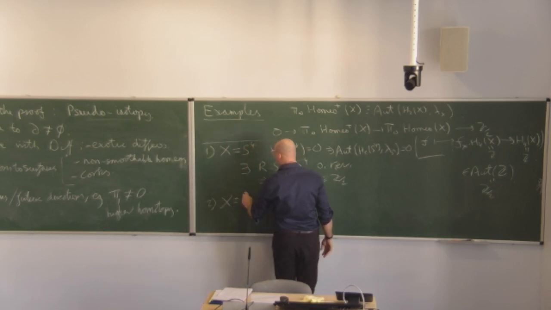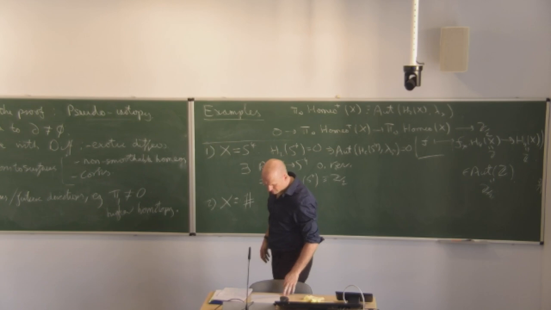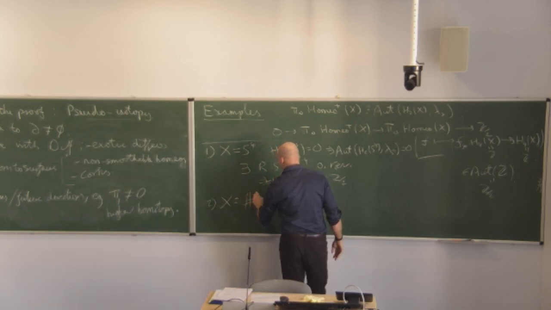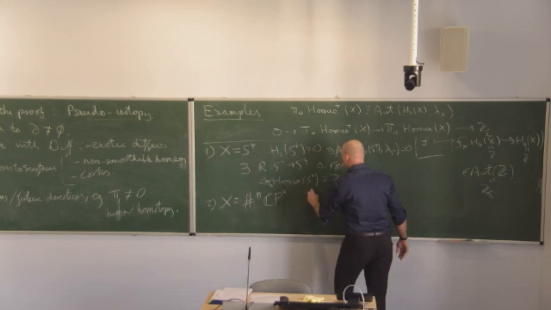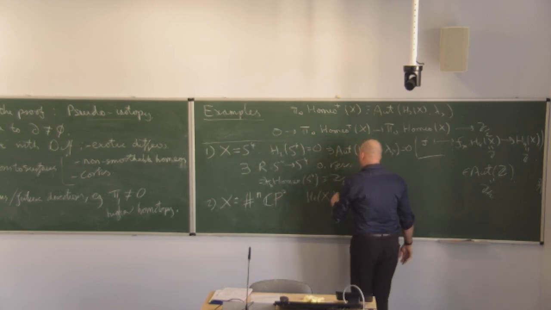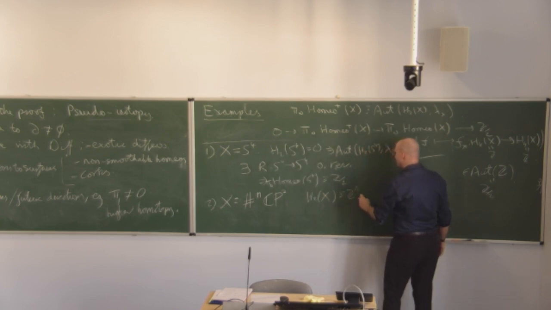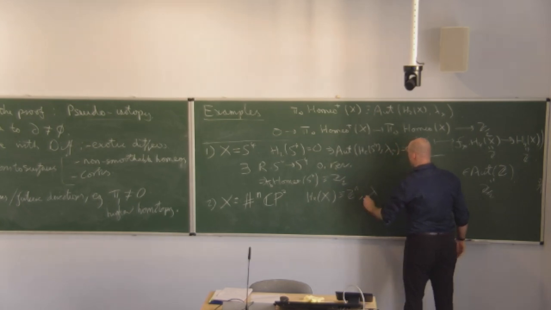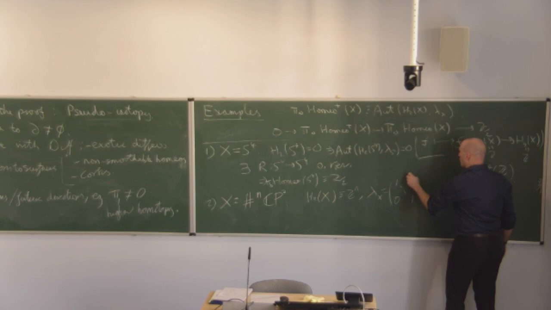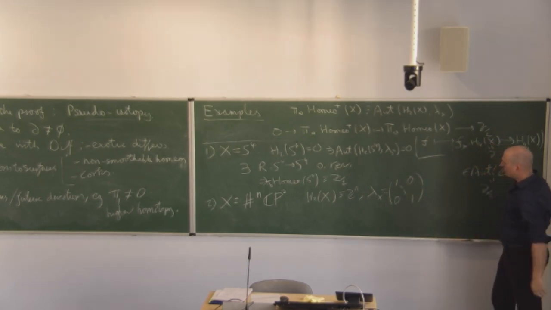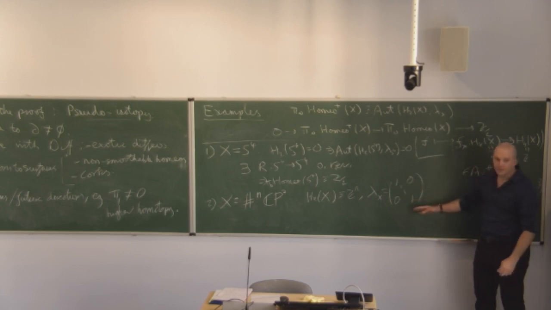And I just thought about a couple of nice examples. Oh, excuse me, I wanted to call it N. So if I take the connect sum of N copies of CP2, then H2 is Z to the N, and the intersection form is diagonal, with all the diagonal entries being 1.